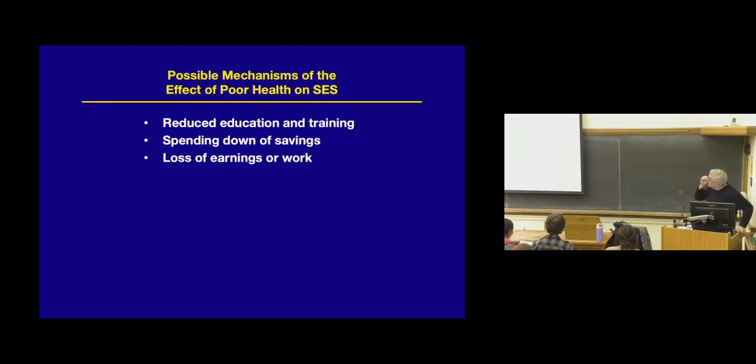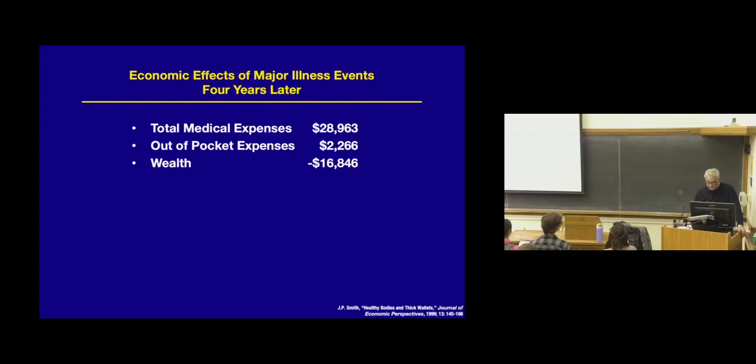So here are some possible mechanisms for the effect of poor health on SES. Reduced education or training, spending down of people's savings, or loss of earnings or work opportunities. First of all, poor health could result in limitations of opportunities for education or training. Those that are uncoordinated or blind or diabetic or mentally ill and so on may receive lesser educations or have fewer opportunities both early and late in life.